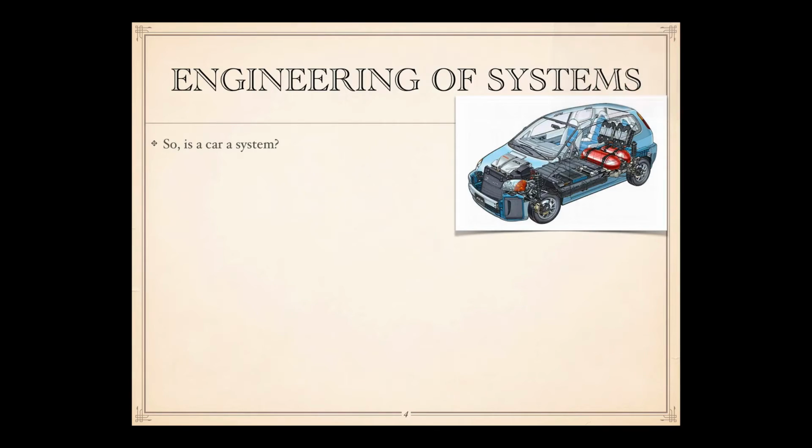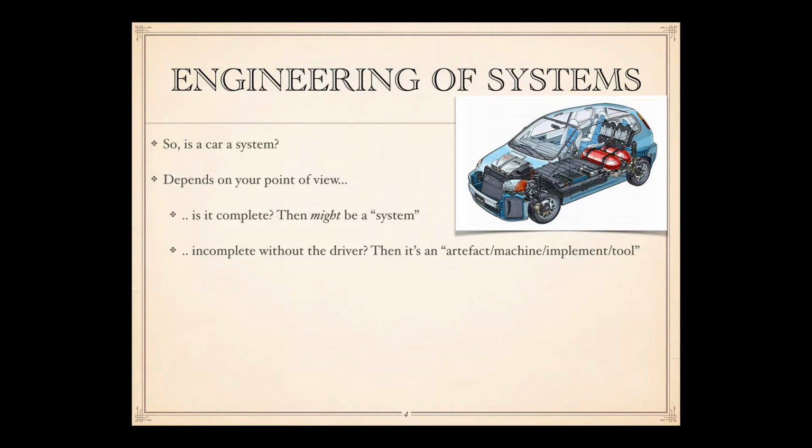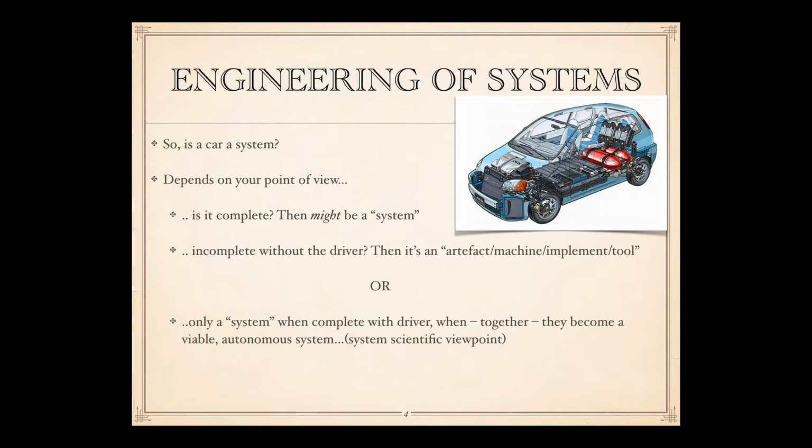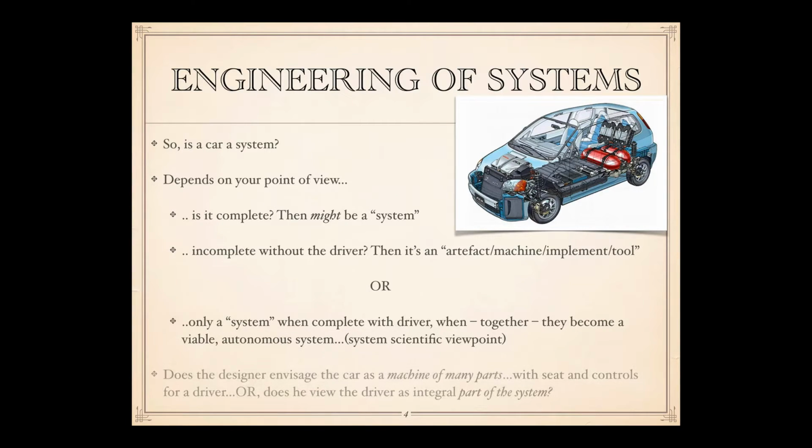So, engineering of systems. Is a car a system? Well, that rather depends on your point of view. Is it complete? If so, then it might be a system. If it's incomplete without the driver, on the other hand, then it's an artifact, a machine, an implement or a tool. Or, only a system when complete with driver, when together they become a viable, autonomous system. And that would be the system scientific viewpoint. Does the designer envisage the car as a machine of many parts, with seats and controls for a driver, or does he view the driver as an integral part of the total system?